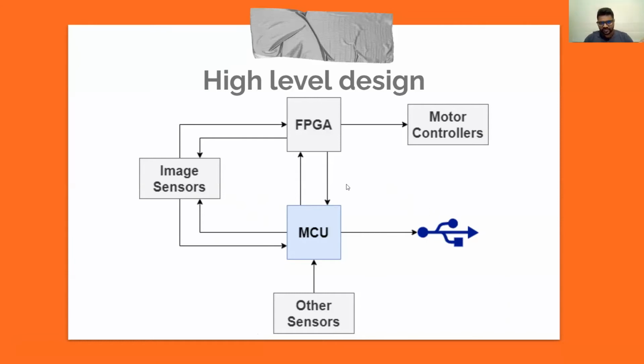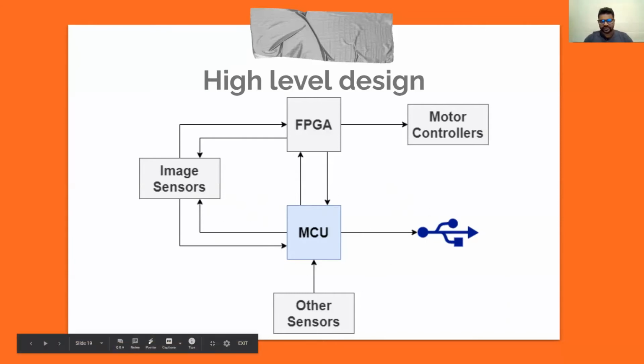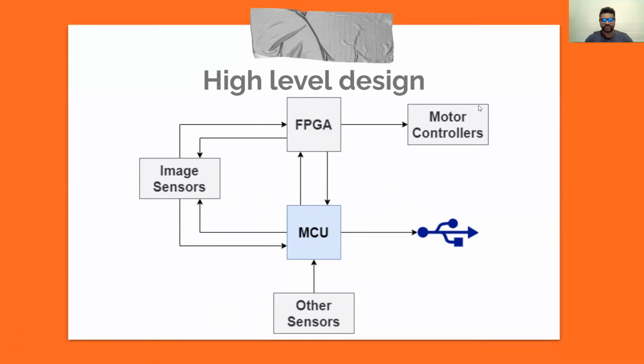So those things were used, and there are many other sensors that connect to the microcontroller, and the FPGA is also used to control stepper motors to control where the document is, because in this particular scanner the document is moving, and the scanner's image sensing element stays stationary.